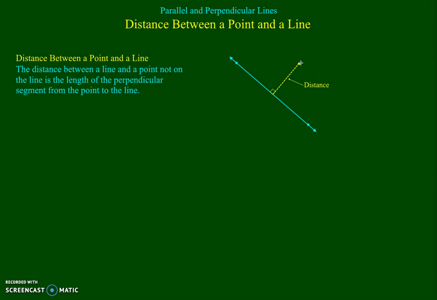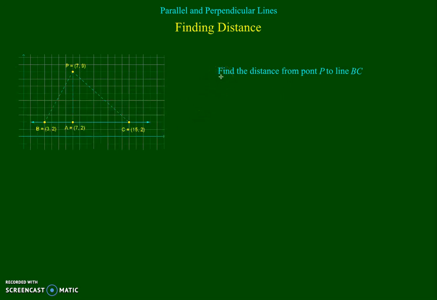So let's just put this into practice and look at a couple of examples. In this problem, we're asked to find the distance from point P to line BC. So here's line BC and point P is up here. We could choose to find the length of segment PB or the length of segment PC, but those are not going to be the distance from point P to line BC. As we just learned, the distance from a line to a point not on the line is the length of the perpendicular segment from the point to the line.